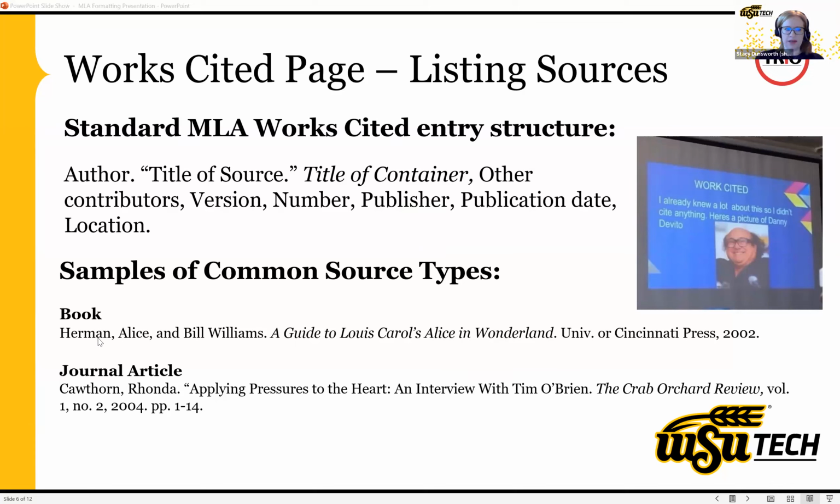Close attention to detail because, notice here under the book, there are 2 authors listed. So what we do is we list the first author, last name first, comma, and then we write in just regular name format, Bill Williams. So Herman, comma, Alice, comma, and Bill Williams. And then we always put a period right there after the last author is listed.